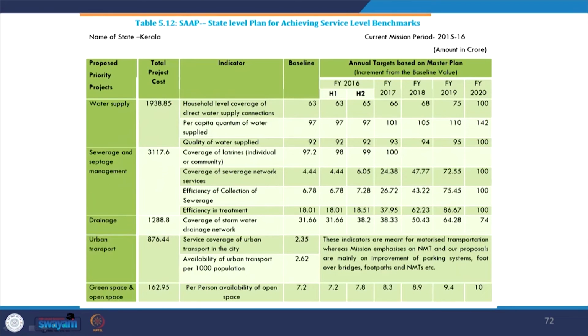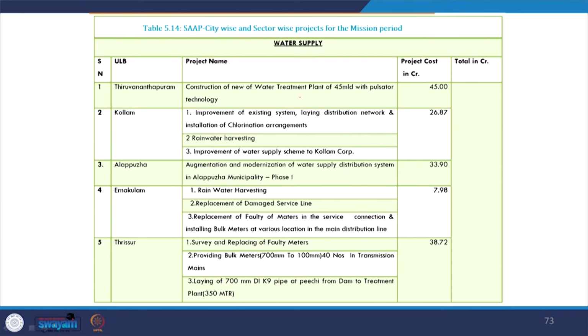Here again we see the state level plan for achieving service level benchmarks. We see how, with each place, they are going to continue to address their service levels and what targets they are attaining. For each sector, we see how they are creating projects. For Thiruvananthapuram, you can see the project name, construction of new water treatment plant and so on, and the cost of the project. Likewise, you see it has been broken down.